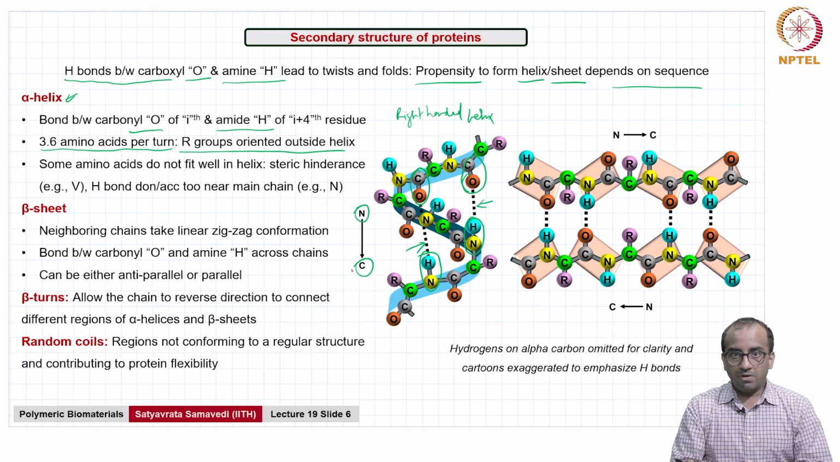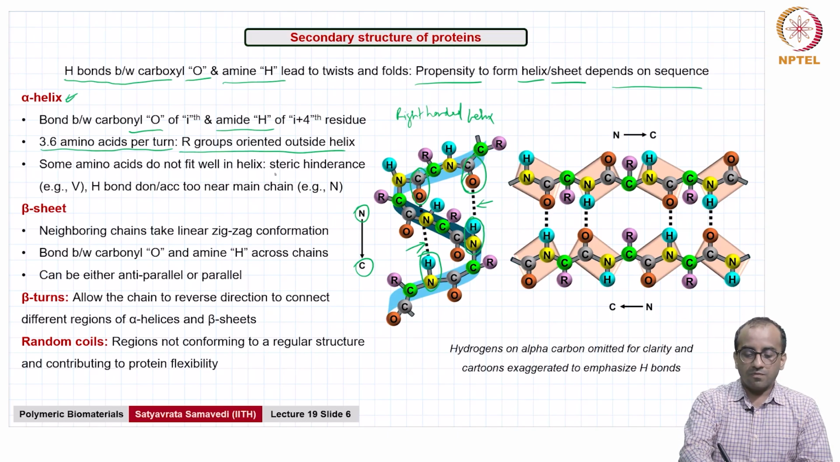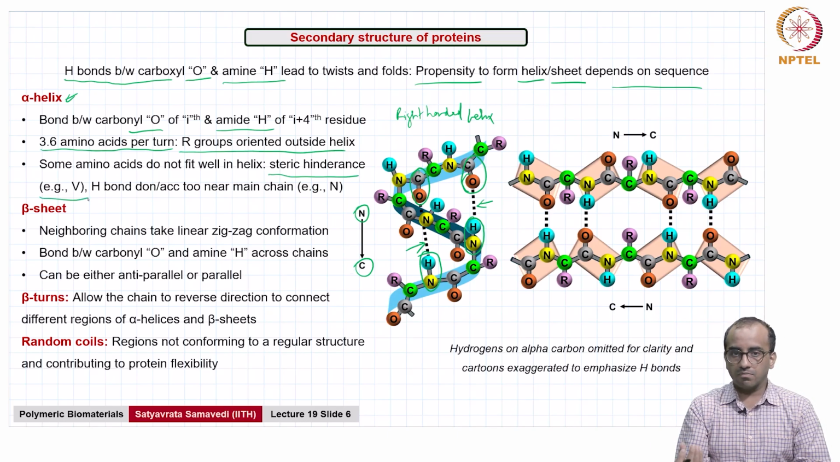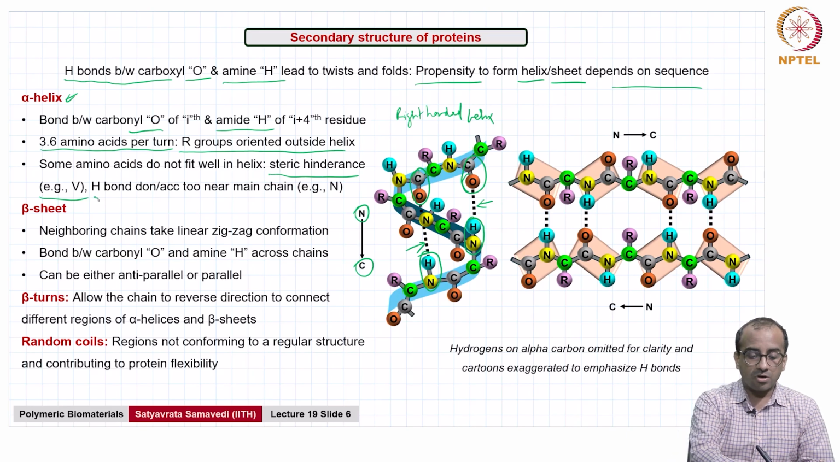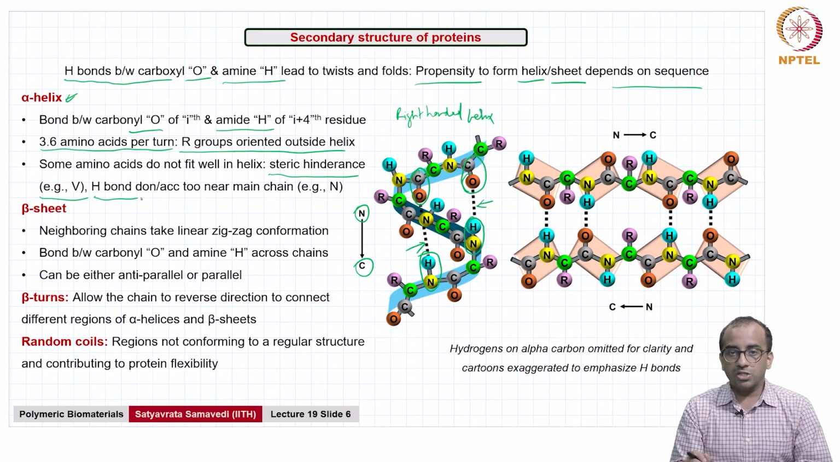One thing to keep in mind though is, as the protein forms these localized secondary structures, some amino acids are not very well accommodated in a helix. This is why I said earlier that the propensity to form a helix or a sheet depends on the actual nature of amino acids in that sequence. For example, you can have steric hindrance. Some amino acids may offer steric hindrance such that they cannot fit very well within an alpha helix, or they can have a hydrogen bond donor or acceptor too near the main chain, which will again cause difficulty in them being a part of the helix.